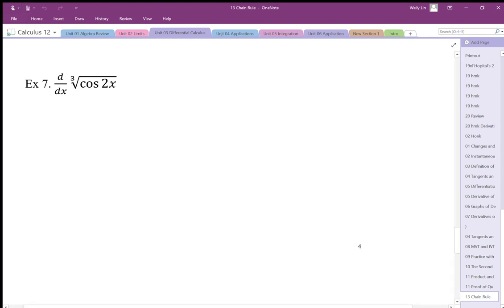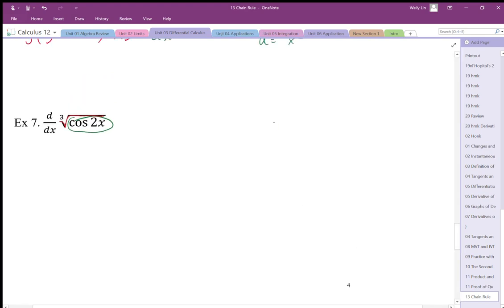So once we recognize we have an embedded function, we need to recognize which function is the outside function and which function is the inside function. Okay, so my outside function, my f as a function of u, is going to be the cube root function. And then my inside function, which I'll call u, my u function is going to be the cos 2x function.